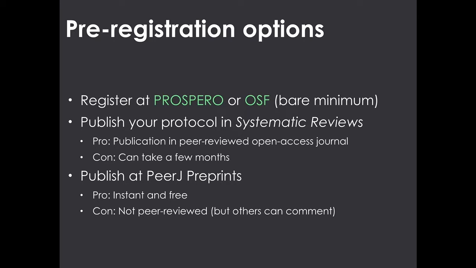There are 2 popular options that you can use for pre-registration. PROSPERO is a website where you can pre-register your protocols, but you can also pre-register on Open Science Framework. Other options include actually publishing your protocol in a journal like Systematic Reviews. By doing this, you're actually going to have your protocol peer-reviewed in an open access journal that anyone can find. But one of the cons to this approach is that it can actually take a few months when you're going through the peer review process and getting the paper actually published online.